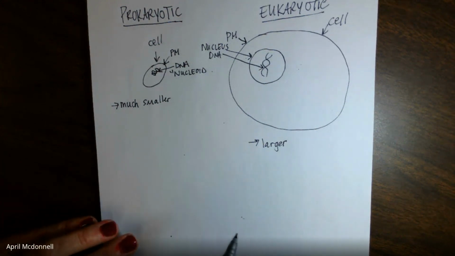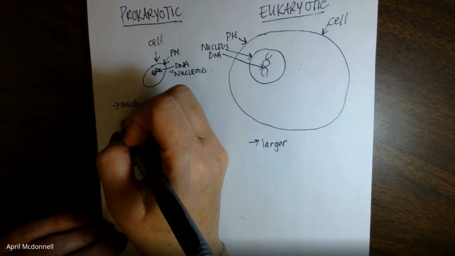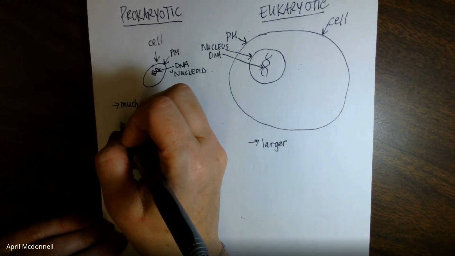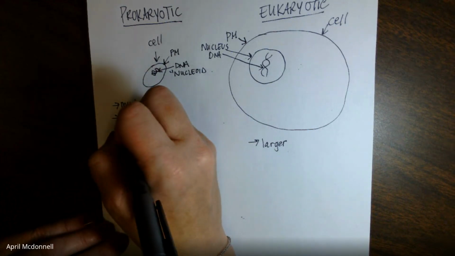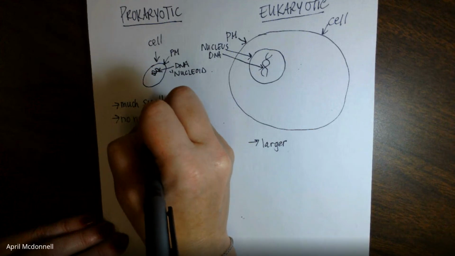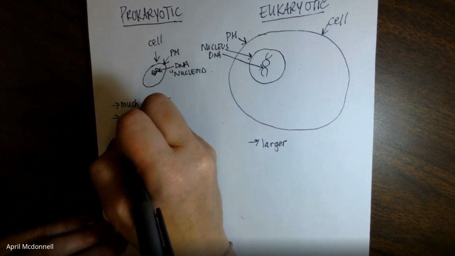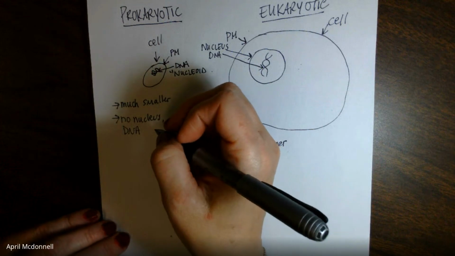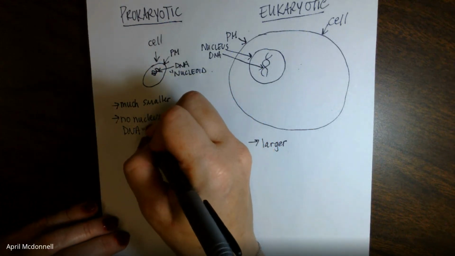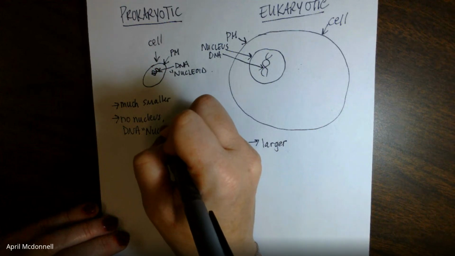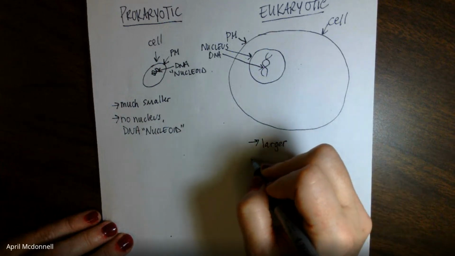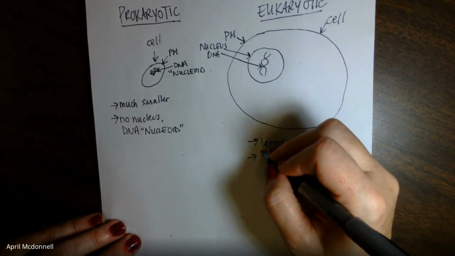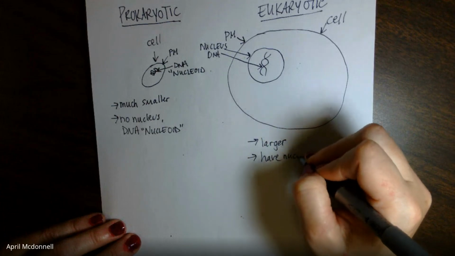Let's go ahead and write that down. That is a notable difference between the cells. Prokaryotic cells have no nucleus. Instead, their DNA is coiled and condensed into what we call a nucleoid. Whereas eukaryotic cells have a nucleus with DNA inside of it.